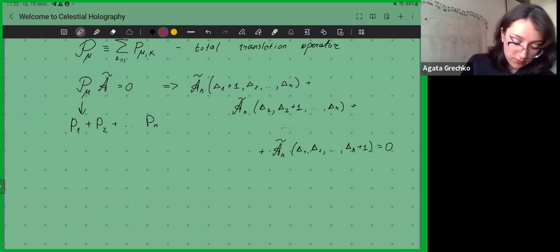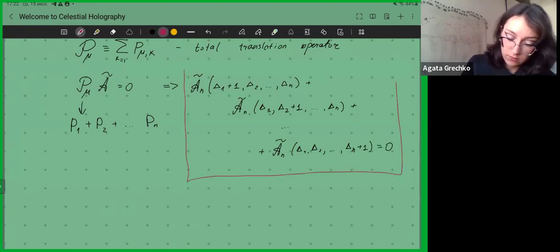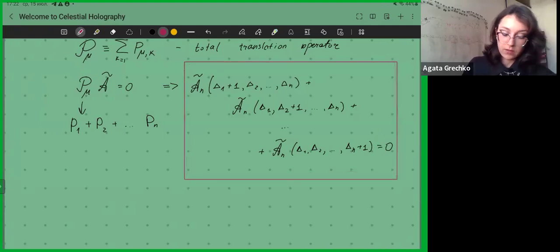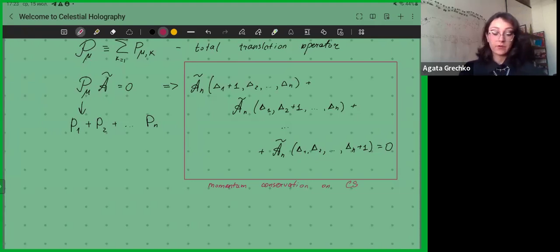So this is basically our momentum conservation on celestial sphere. Right, so this is the following relation for the amplitude.